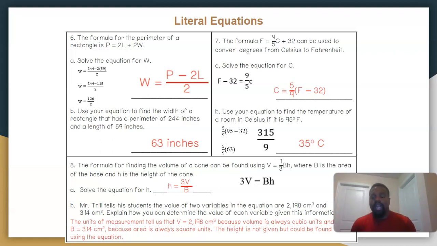So just to recap here, looking at literal equations. With literal equations, you don't want to think about necessarily solving the equation. You're really just rearranging your equation so that you can get the variable that you want on one side of the equal sign by itself, still by using the process of inverse operations. So I hope this helps with our understanding of literal equations.